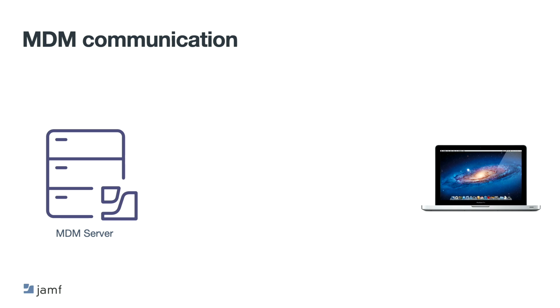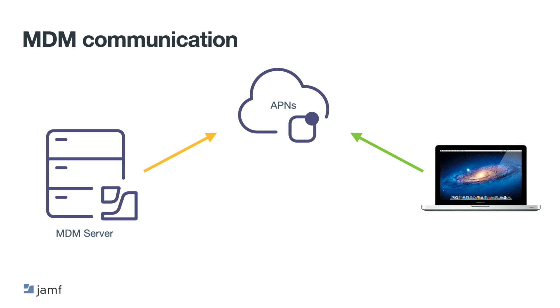So we've got an MDM server and we've got a device. APNS is the broker that allows them to communicate. Now, for enrollment of a device, there's a whole dance that goes on here. There are a lot of really good presentations out there that go through this in detail. Once the device is enrolled, the MDM server tells APNS, I have something I want this device to do. The device is checking in with APNS. It checks in. APNS says, the MDM server has a command for you.